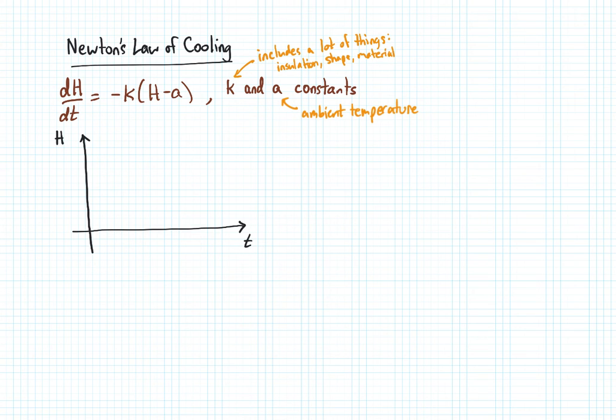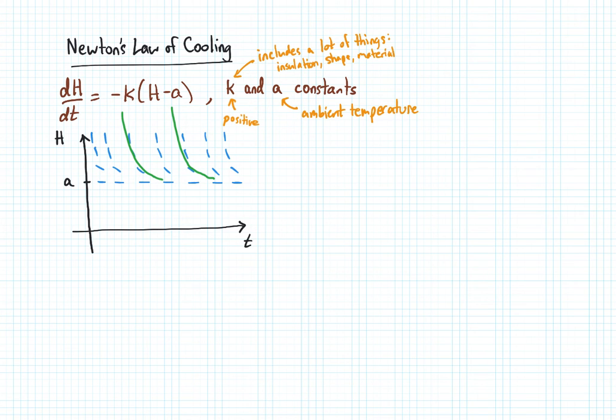So when h is equal to a, you'll get 0 on the right-hand side, so you'll have dH dt equal to 0. And so you'll have horizontal slopes there. And then when h is positive, you'll have h minus a being positive, but being multiplied by a negative k. I should point out that the k is always going to be positive in this sort of application. So for those values of h, you would have negative slopes, and they would become more negative as h grows because h minus a would become bigger and bigger.